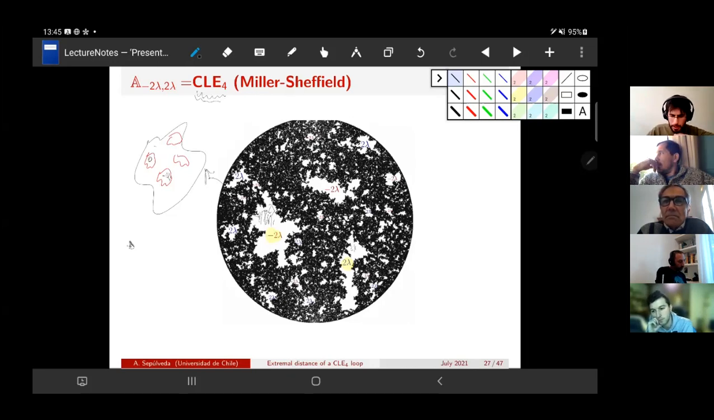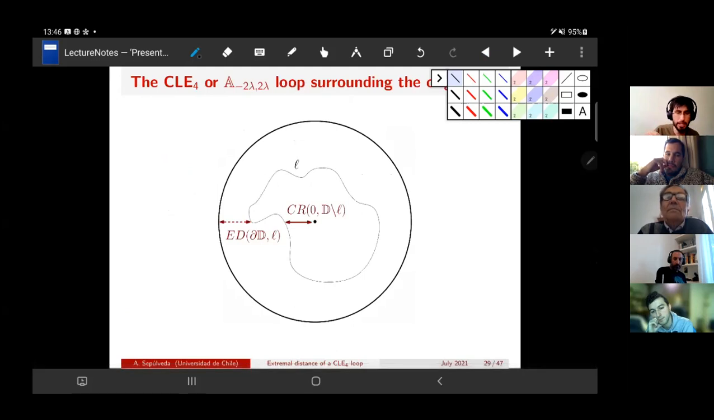And what I want to do in my last 5 minutes is at least tell you a really surprising result, which tells you how big the loop surrounding zero is. So let me give you an idea. You have this CLE4, and the third point where I'm going to come back to a random walk, a Brownian motion, is that you take the loop of this CLE4 that surrounds zero. And it is quite an important question to ask how close this loop is to zero and how far away it is from the boundary.